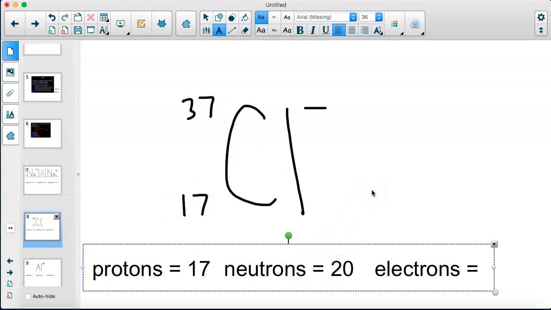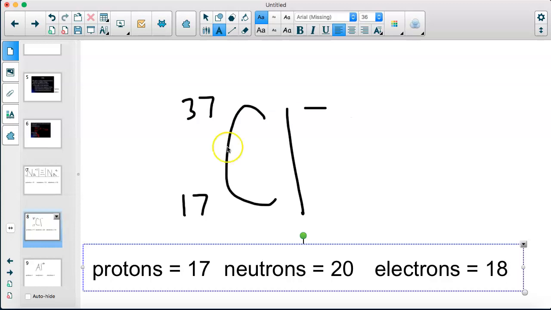The electrons are kind of the hard one. So remember, it's got a negative charge. That's like a negative person has just come into its life. So it has an extra negative person. It had 17, but now that it has an extra one, it has 18. And we can double check that by just doing 17 minus 18 equals negative 1.